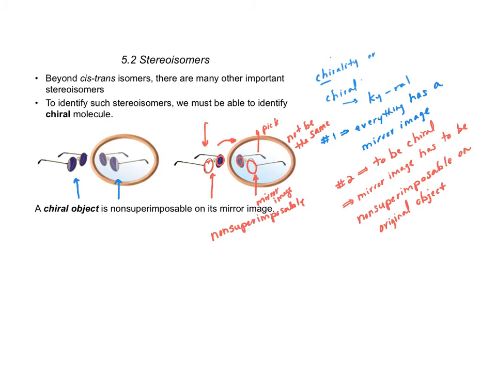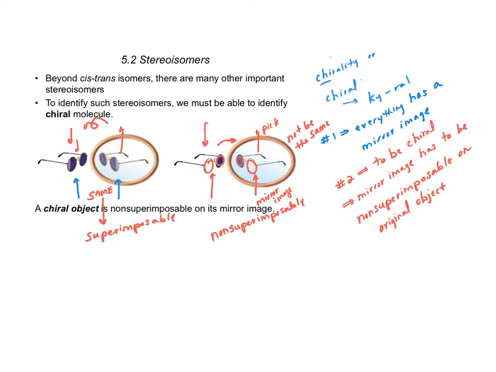If we compare them over here to the glasses with the same lenses in the frames, if we pick this up, rotate it around, and lay it back down on this, we would get the same thing. So when it's the same object, the same molecule, that is said to be superimposable. When you pick it up, rotate it around, and lay it back down on the original object, it is the exact same. It is superimposable.